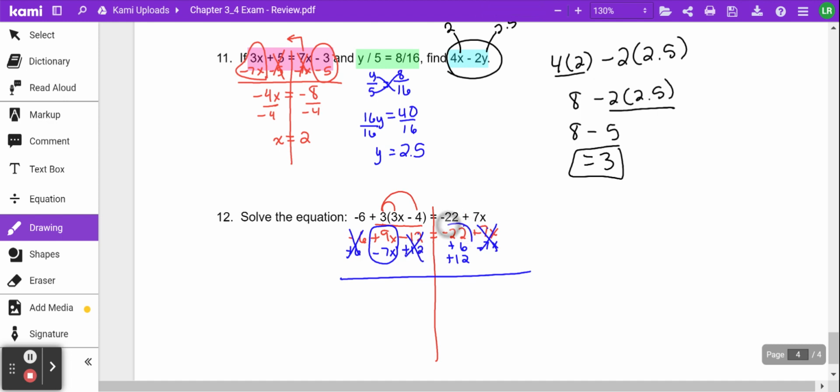And I have all three of these to combine. Okay, 9x minus 7x is 2x. Negative 22 plus 6 plus 12 is negative 4. And then I must finish. Divide both sides by 2. And x equals negative 2.